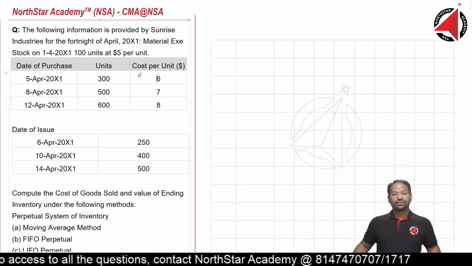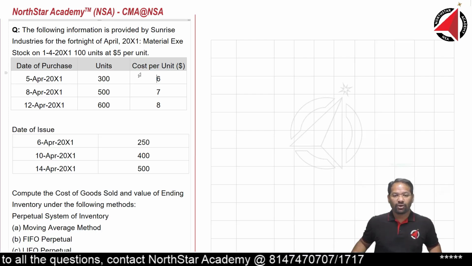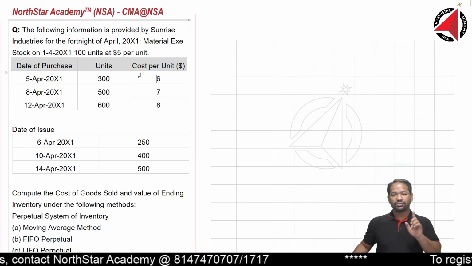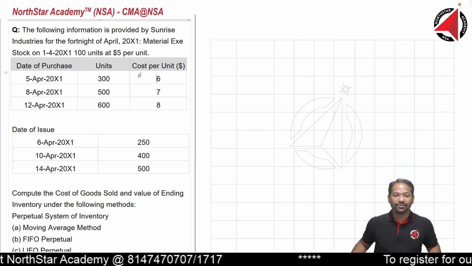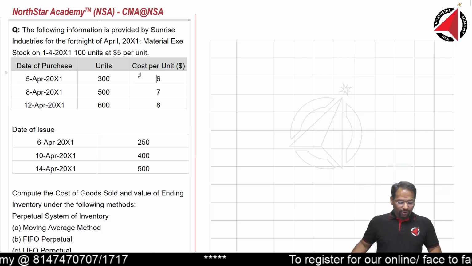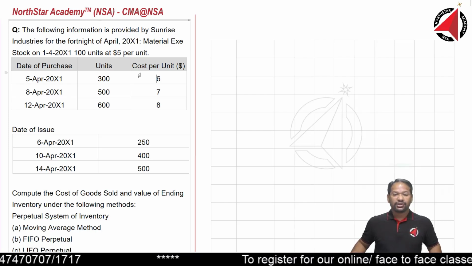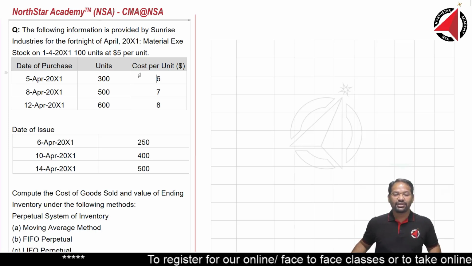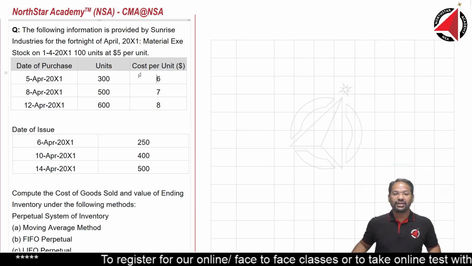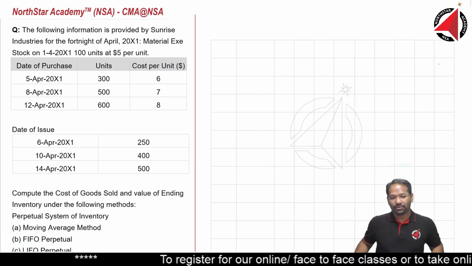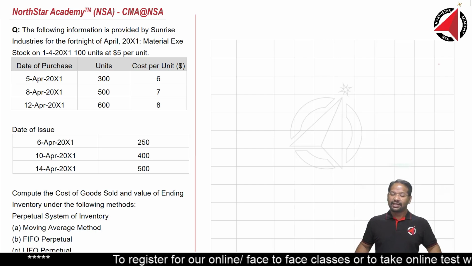So first, for computation of cost of goods sold and value of inventory, one of the most important things you need to remember is the sequence of the dates. In this question, on the first schedule only the purchase dates are given, and on the second schedule the date of issue is given. We need to arrange that in order first while solving our question. Before we get started, let's put the format.